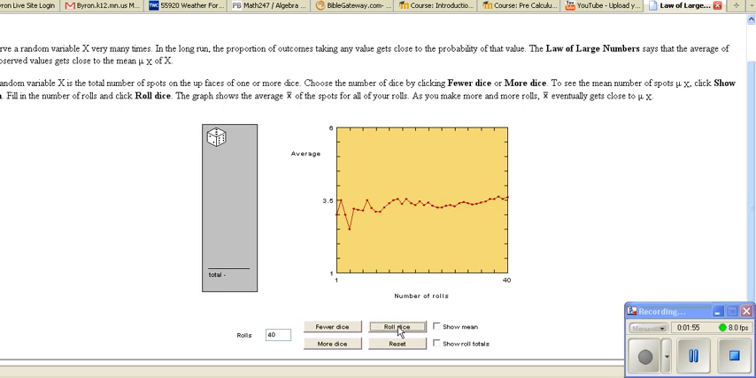You might be wondering, why is it 3.5? Well, the smallest number on a dice is 1, the largest number is 6, you add them together, you get 7, divide by 2 to get the middle, and that's 3.5. And as you continue to roll your dice, you'll see that yes, it varies a little bit, but it's going to continue to eventually get closer and closer to 3.5.